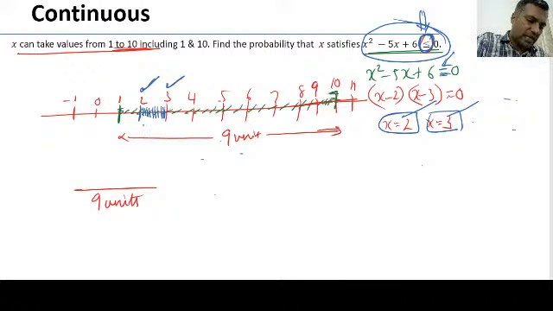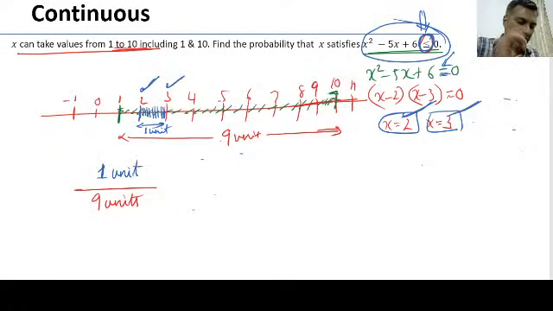Now therefore you are talking about all the values between 2 and 3 critical points. 2 is a critical point, 3 is a critical point, not just 2 points. All the values between 2 and 3. How many units is this length? 1 unit. 1 unit is in your favor out of 9 units. That's your answer. The answer to this question is 1 by 9, because 1 unit is in your favor out of 9 units. Therefore, the answer to the given question is 1 by 9.